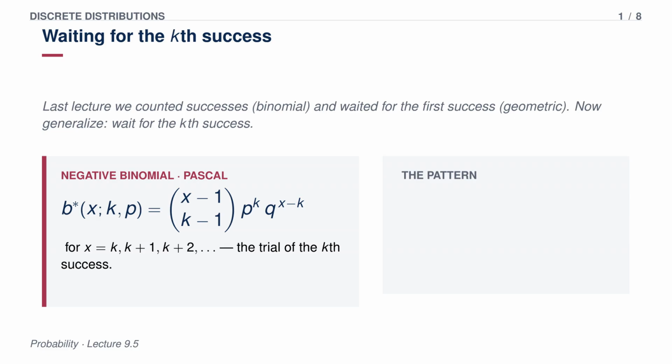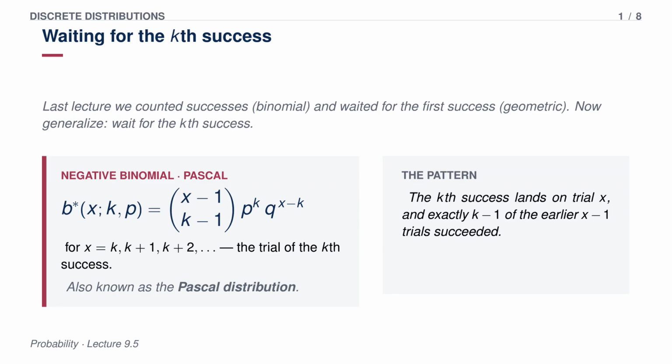Because x is the trial on which that kth success finally lands, you can't get your third success before the third trial. One bit of trivia worth knowing. This same distribution goes by another name, the Pascal distribution. Same thing, 2 names.